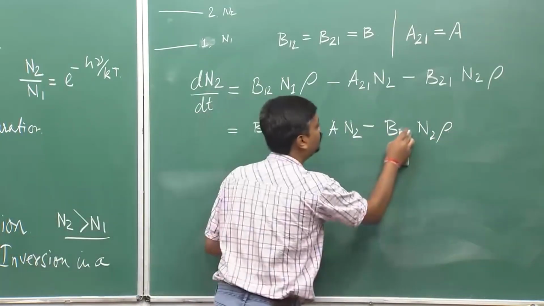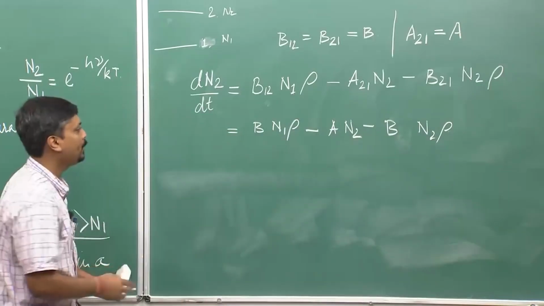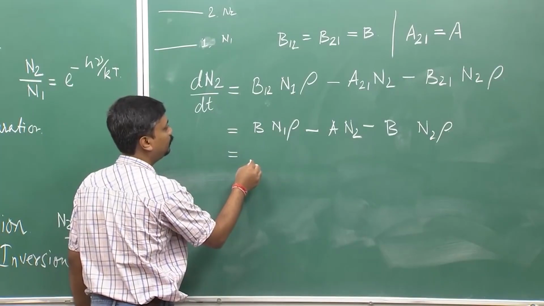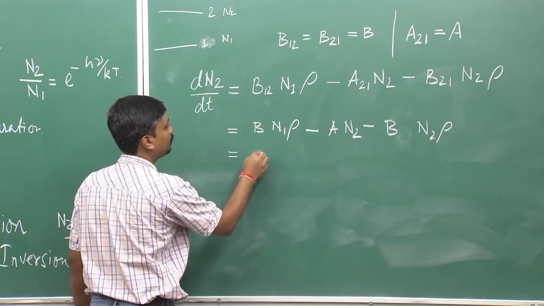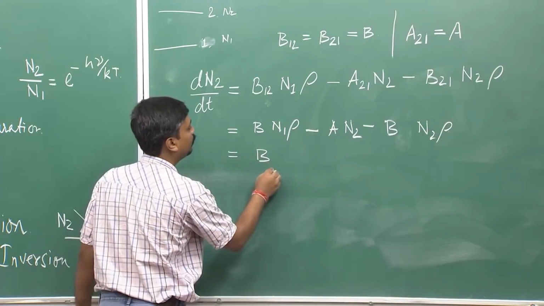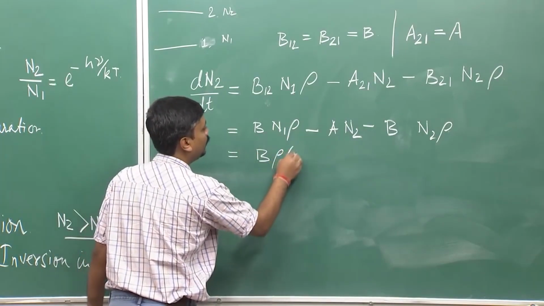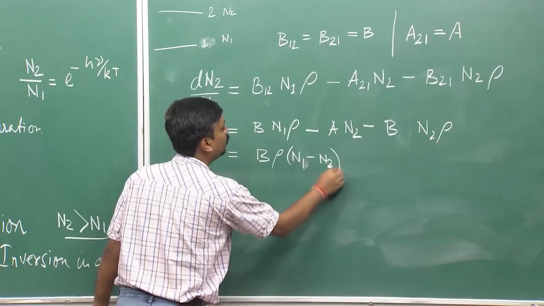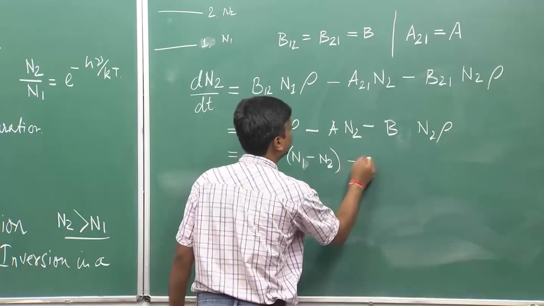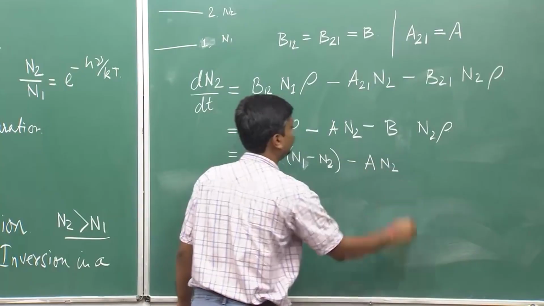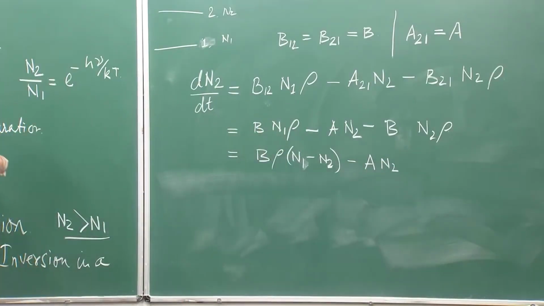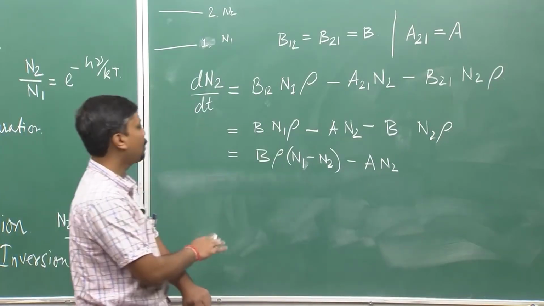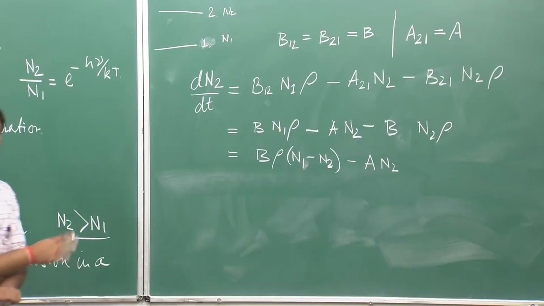Sorry, I am supposed to remove this one. So, it is B. Okay. So, what I have is B rho (N1 minus N2) minus A N2, correct? Now, this is a differential equation and we need to solve it.